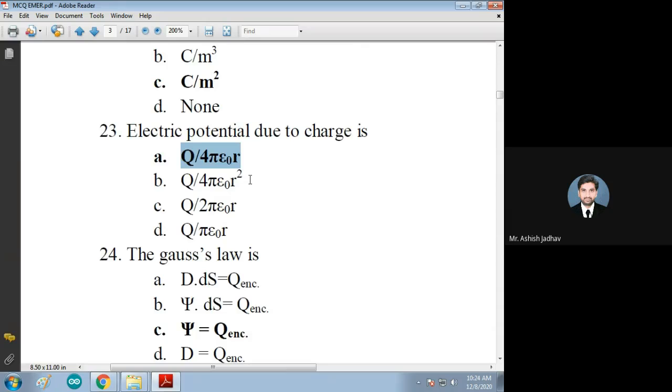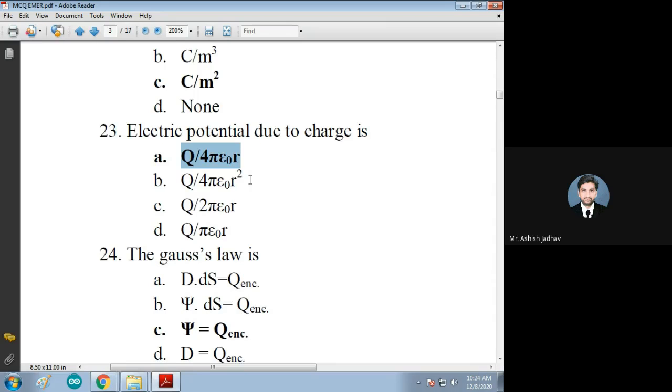Then we have this Gauss's law. Just now I told you Gauss's law: flux Psi is equal to Q enclosed. गॉस लॉ काय सांगतो? जे काही फ्लक्स त्या क्लोज्ड सरफेसमधून येतोय, that is equal to the charge enclosed by that surface.